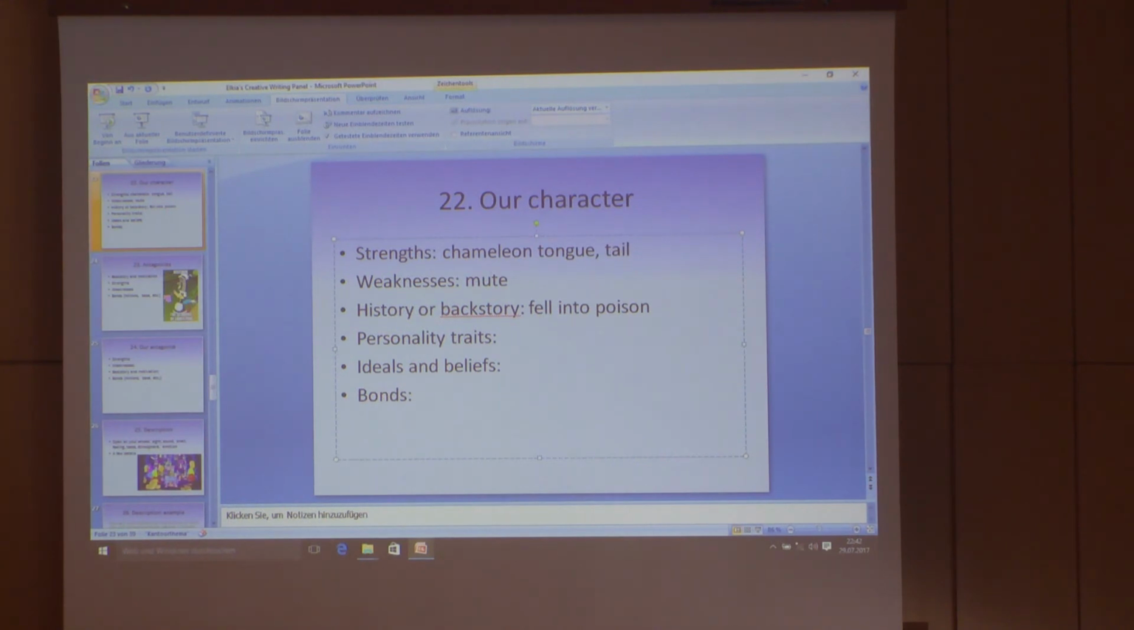All right. Some more history or backstory. Mister? Grew up in a same-sex boarding school. Wow. Oh yes, of course. It must be very weird to have a chameleon tongue and grow up at a same-sex boarding school where everything has to be perfect, like in our town.